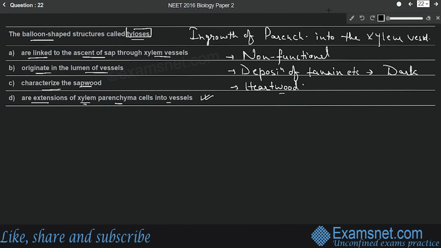So let's see, the first option says that they are linked to ascent of sap through xylem vessel. This is not true. Second one says originate in the lumen of vessel. No, they originate in the parenchyma cells. Third one says characterize the sapwood. No, we have seen they characterize the heartwood, not sapwood. So the only option that is correct is the last one, option number D.